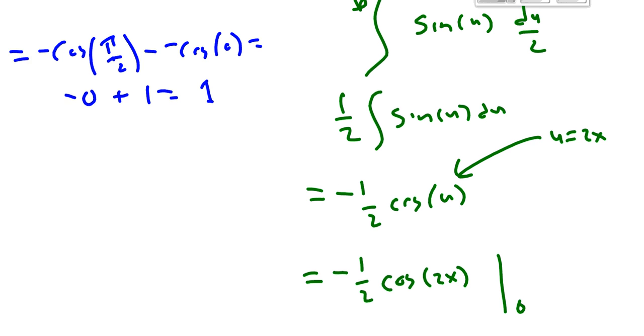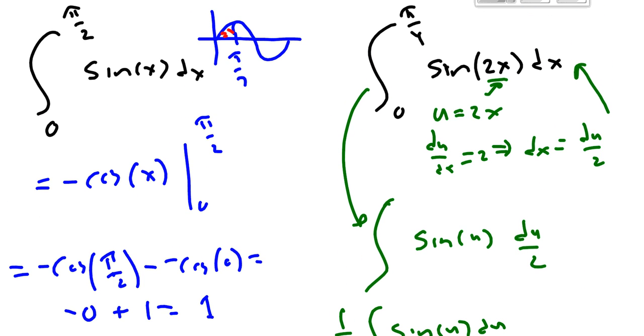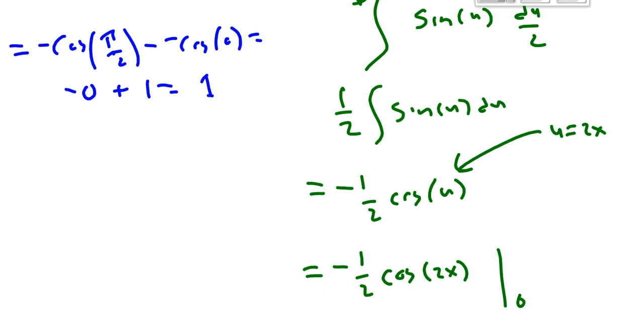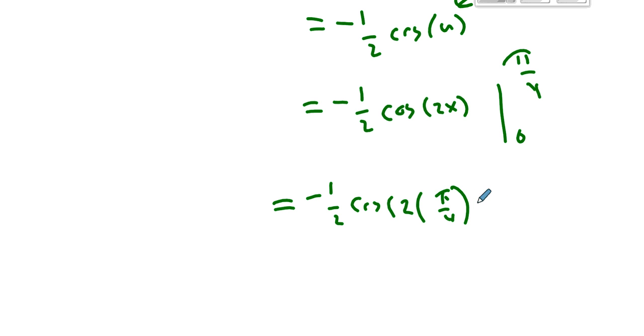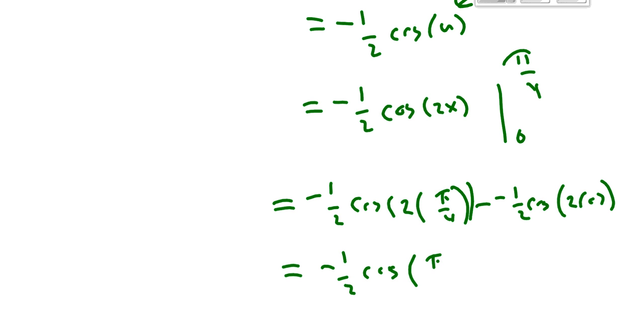And in this case, if you look at that upper bound there, it's pi over 4. So that's what's going to happen here. This upper bound is pi over 4. If I plug things in, I get negative 1/2 cosine of 2 times pi over 4 minus negative 1/2 cosine of 2 times 0. This thing here becomes negative 1/2 the cosine of pi over 2. And this becomes plus 1/2 the cosine of 0.